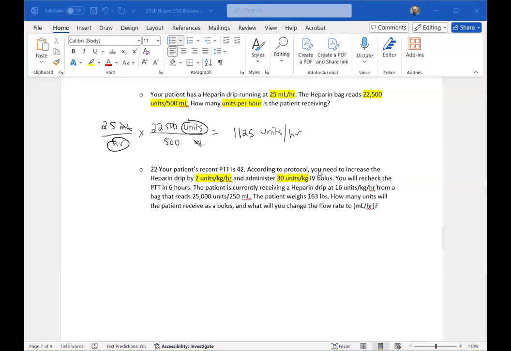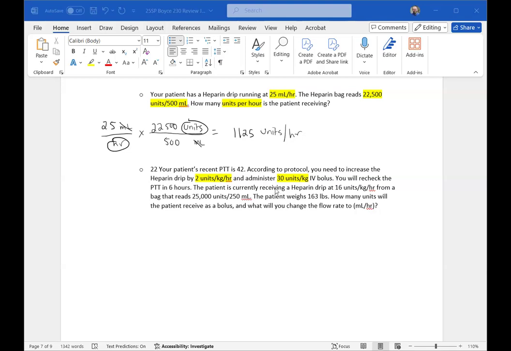So they're asking us to increase an infusion rate. So they're already on a protocol. They're already receiving heparin. We're going to bolus them again, and then we're going to increase the infusion rate because it sounds like they are not responding to the anti-clotting measures that we want them to. Says you'll recheck in 6 hours.